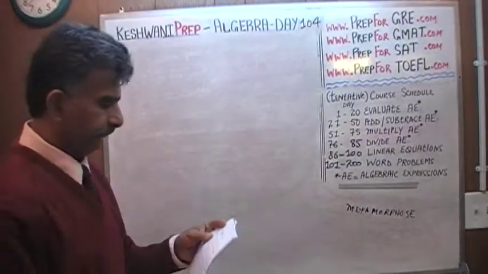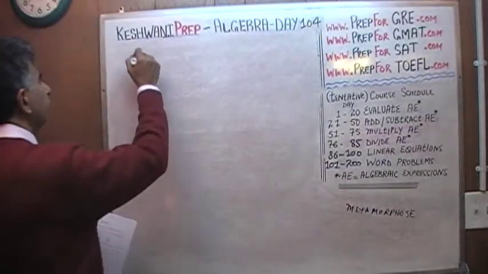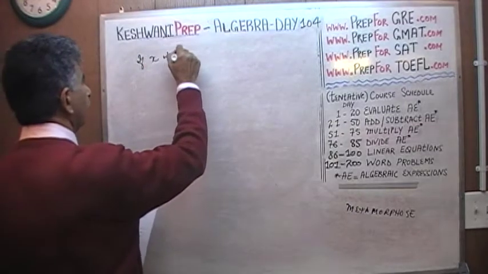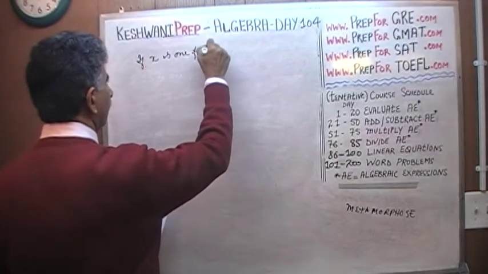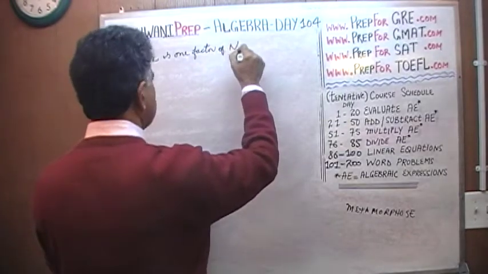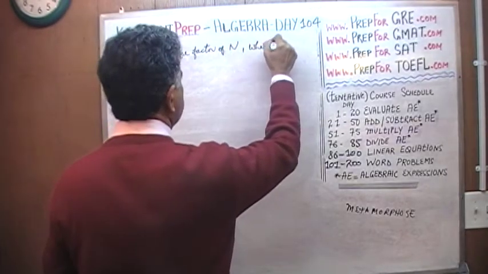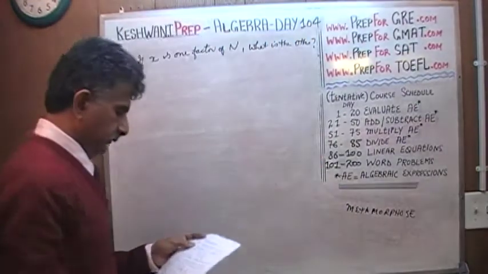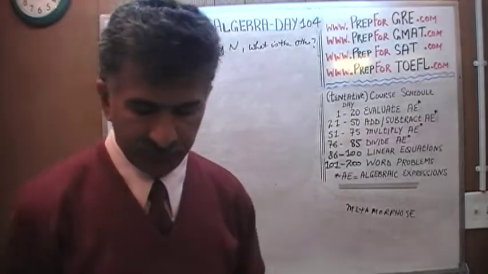Here's the question for today. If x is one factor of n, what is the other? If x is one factor of n, what is the other?